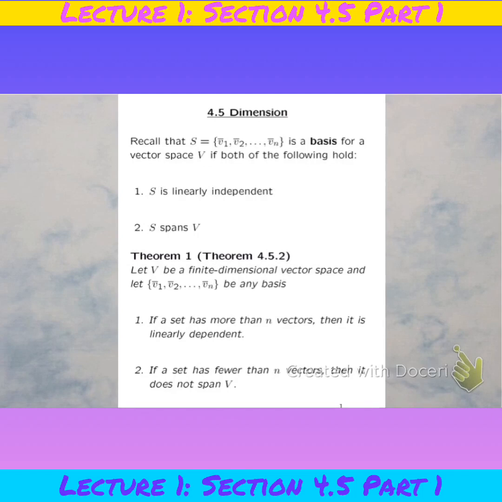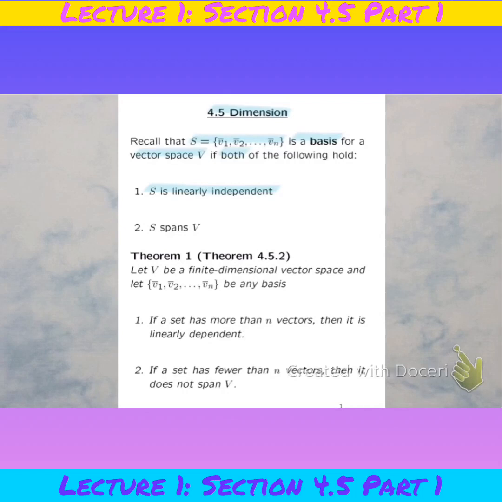We will start off with section 4.5, which is on dimension. Alright, so recall that in a vector space, if we're given a set of vectors, v1 up until vn, we say that this set is a basis for a vector space V if both of the following properties hold. So the first property is that S must be linearly independent.